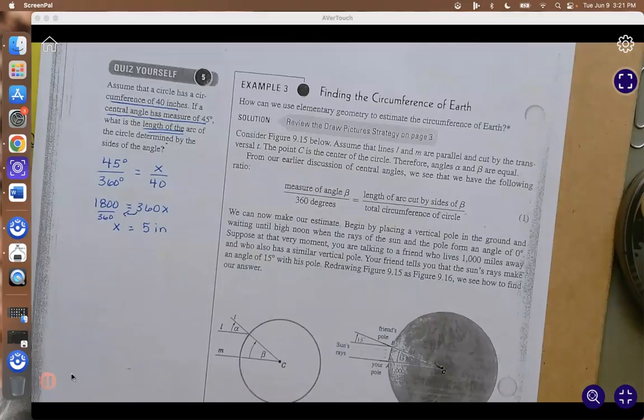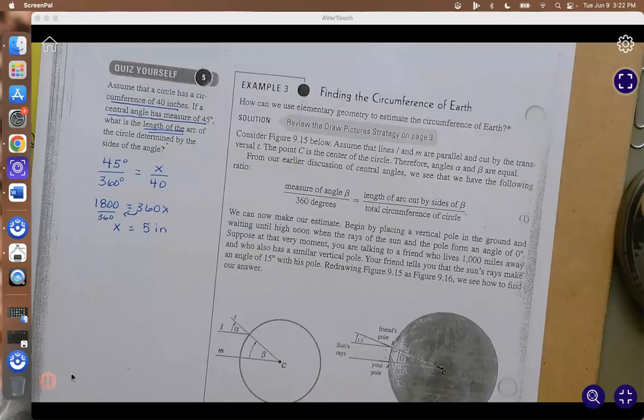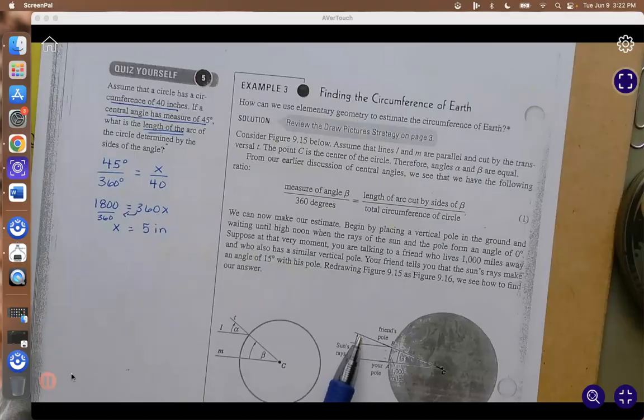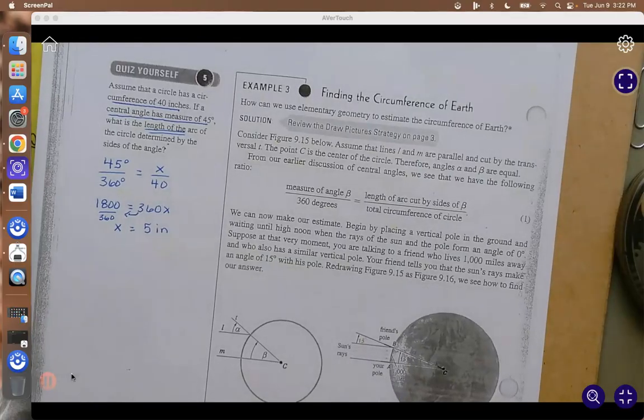We can now make our estimate, we're going to estimate the circumference of the Earth, by the way, by placing a vertical pole in the ground and waiting till high noon when the rays of the sun and the pole form an angle of 0 degrees. Suppose at that very moment you're talking to a friend who lives 1,000 miles away who also has a similar vertical pole. Your friend tells you that the sun's rays make an angle of 15 degrees with his pole. Redrawing the figure as this, we see how to find our answer.